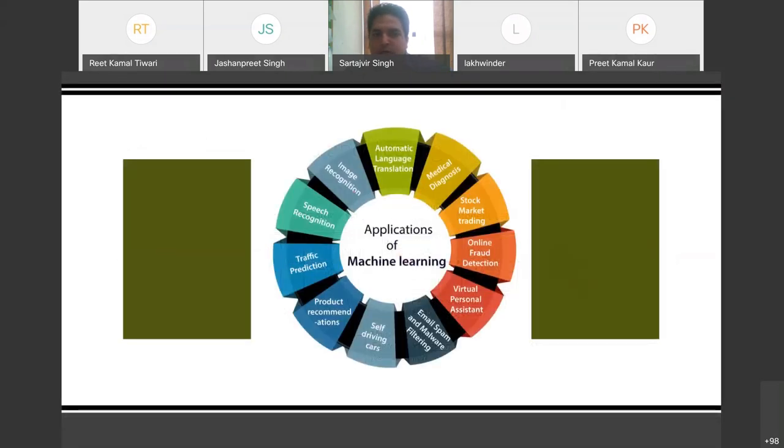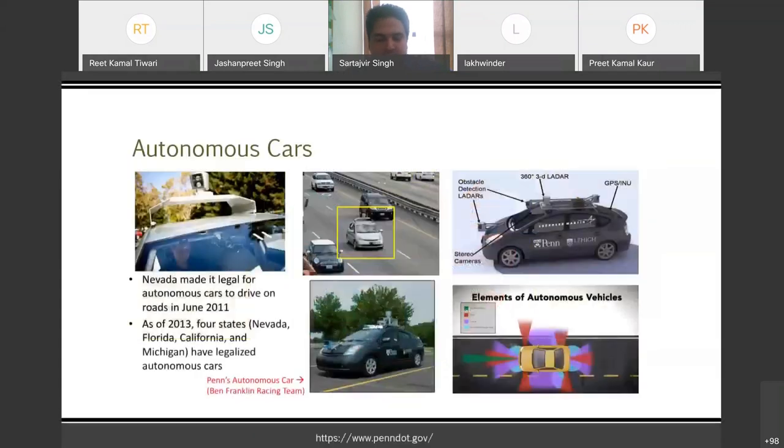There are various applications apart from remote sensing. First I will cover all the applications, then I will be specific towards remote sensing. The applications of machine learning involve image recognition, speech recognition, traffic prediction, product recommendations, self-driving cars, virtual personal assistants, and a lot of other applications. And nowadays machine learning is almost everywhere.